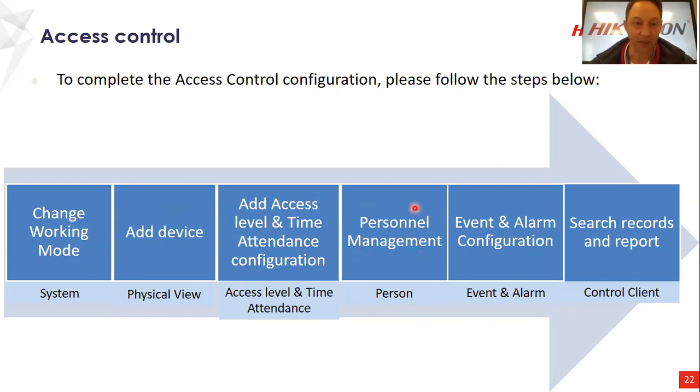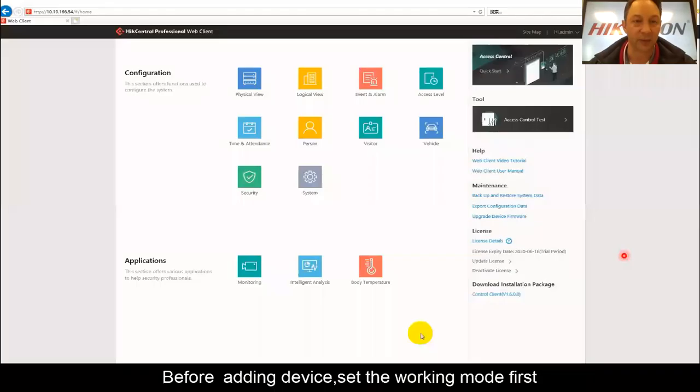Personnel management, because obviously with access control devices, we need to have people registered on the access control system. How and where we do that. Set up any alarms that we want to get through, obviously temperatures, masks, those kind of things. We want to set that up and then search records and reports afterwards. So I'm going to quickly take you through this whole flow.